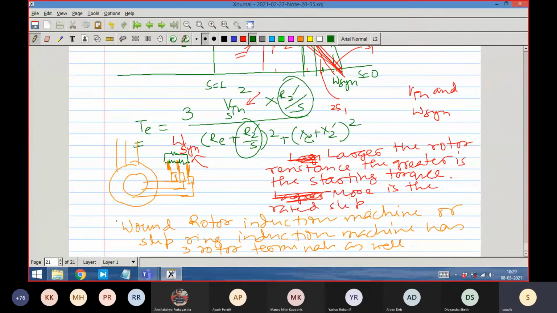So the wound rotor induction machine gives us the opportunity to initially connect these three resistances, at the time of starting. And when the starting is over, we short these resistances, so that it goes back to behaving like a squirrel cage induction machine.